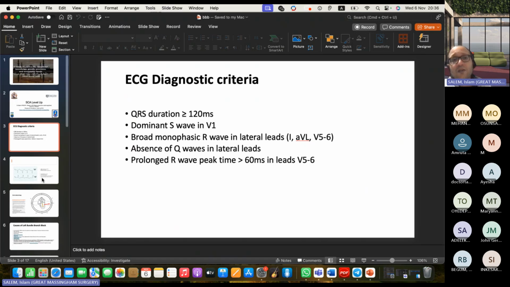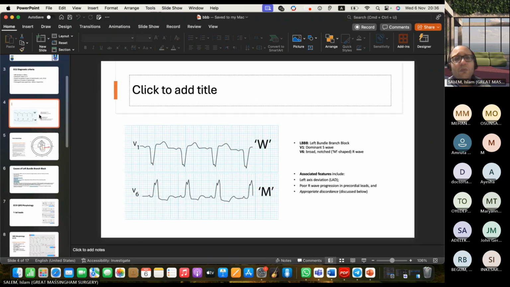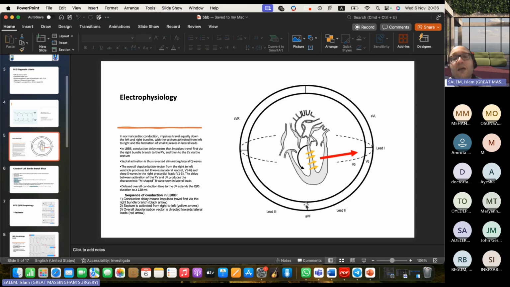And you might also find left axis deviation for sure. In simple terminology, if you have W in V1 and M in V6, this is a left bundle branch block, which is the R-dash-R, the rabbit ear, in V6, and W in V1. So this is a left bundle branch block, just in short. But it might be an incomplete left bundle, then this is another story, and we might take such examples in the future. We need to know the basics first and then build on it.